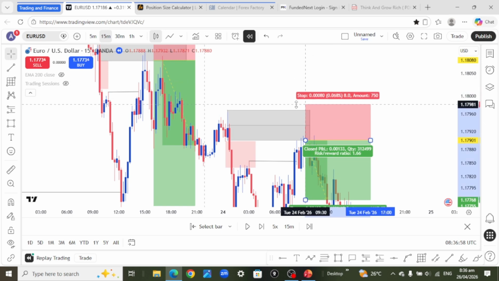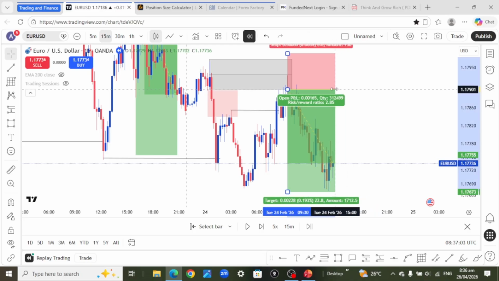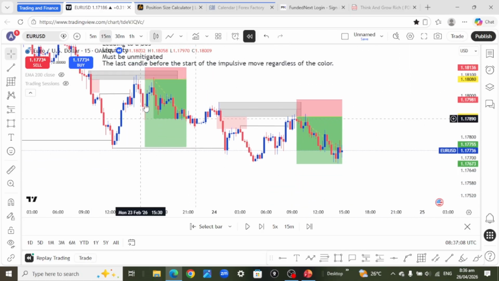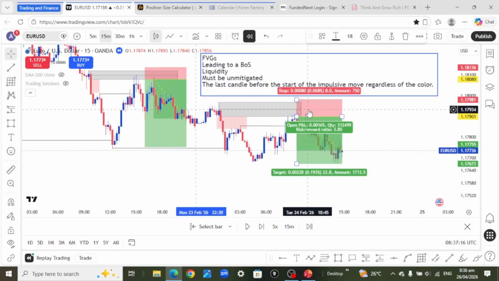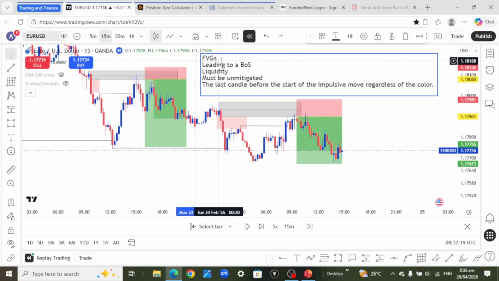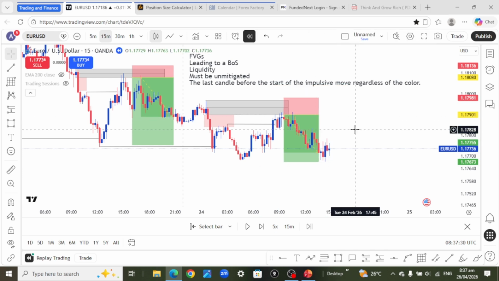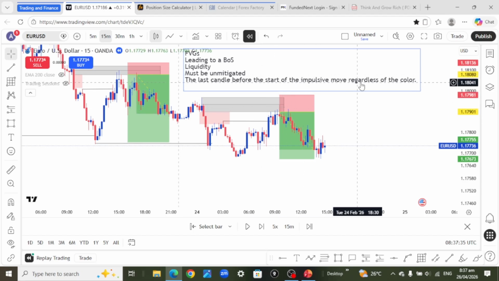and what do we have? We have our 100% retracement hit already. So this is how you can also trade this sell trade. You can see that immediately we took the first trade, the second trade followed. You'll see that they are all in line with the trend, and they are all satisfying the conditions. They all have fair value gaps. They lead to break of structures, liquidity for first time use, and the last candle before the impulse, regardless of the color. The last candle can be a bearish candle, it can be a bullish candle, but it is the candle right after the massive move.